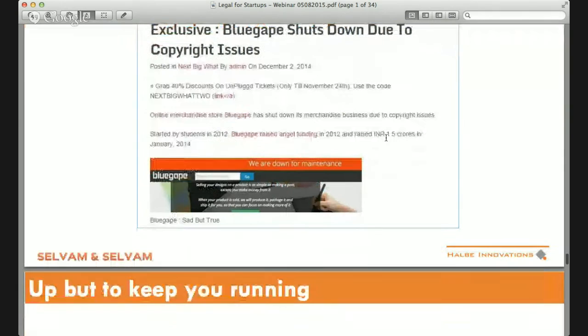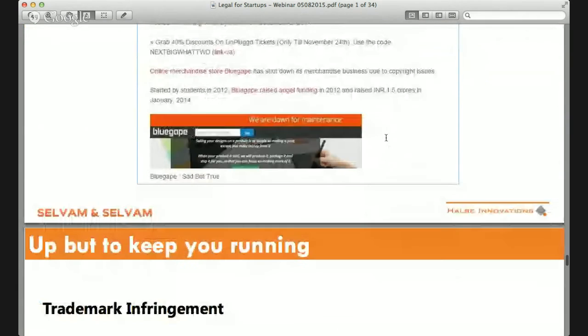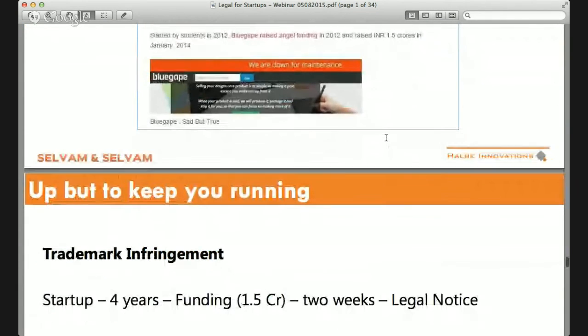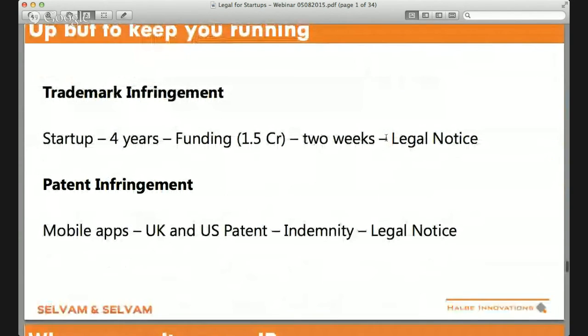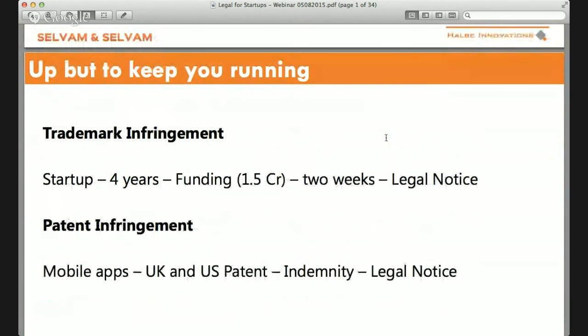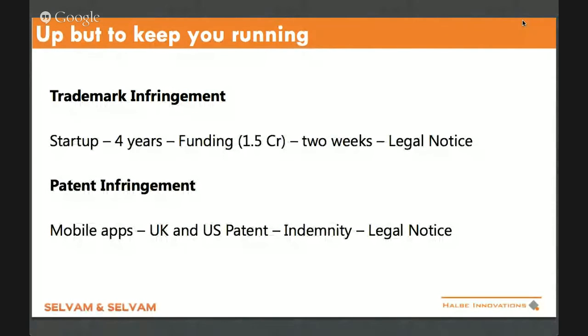But IP is not just important if you're starting up. Sometimes it could catch up with you at a later stage. So there are two examples that I've personally dealt with. One was a startup that had been running for about 4 years. They had one particular brand and they were performing their services. Things were going clearly well for them. They received funding of about 1.5 crores. And at that junction, they decided to rebrand and launch a new brand name for it.